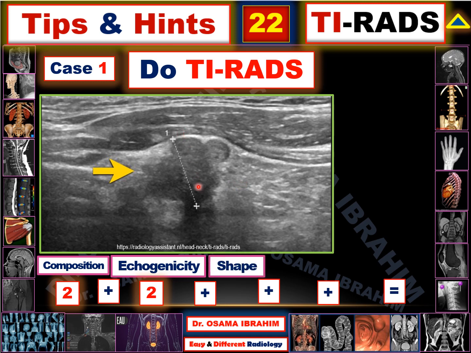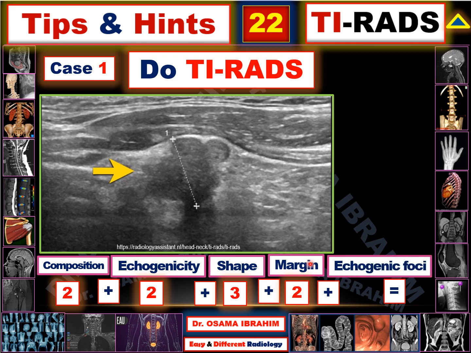The shape: if the nodule is taller than wide, it will take score 3. As in this nodule, if you look at that diameter, it is more than the transverse diameter, and at this time you can consider it 3 in shape. The margin of the nodule: the margin is smooth, ill-defined, or irregular, lobulated outlines or extra-thyroid extension. If you look closely at that nodule, it has a lobulated outline margin, so at that time it will take score 2 as a margin.